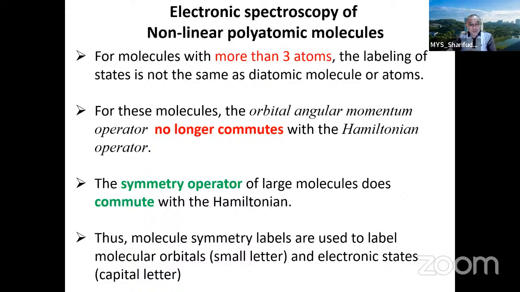For polyatomic molecules, or molecules with more than 3 atoms, the labeling of the state is not the same as for diatomic molecules. Because for bigger molecules, the orbital angular momentum along the bond no longer commutes with the Hamiltonian operator. Spin still commutes, no problem. But we are lucky because for large molecules, usually we work based on symmetry.